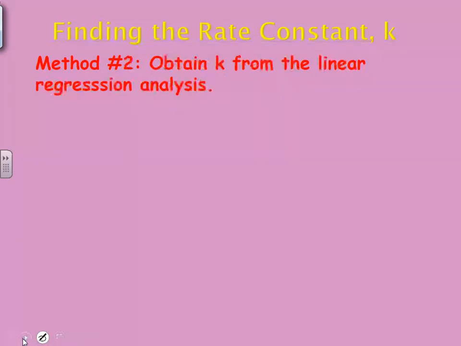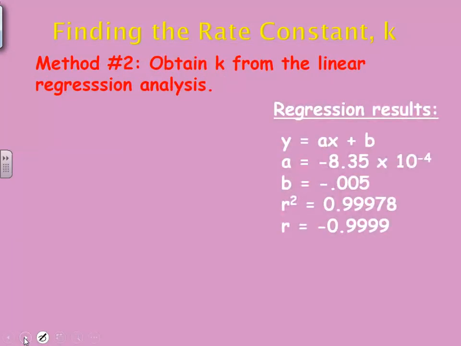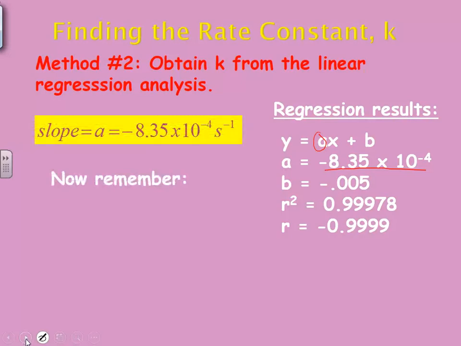The second method is to look at your linear regression analysis, and you can get your slope off of here. Notice A is your slope, and there's our value for the slope for the rate constant. It's the positive value, though, 8.35 times 10 to the negative 4.